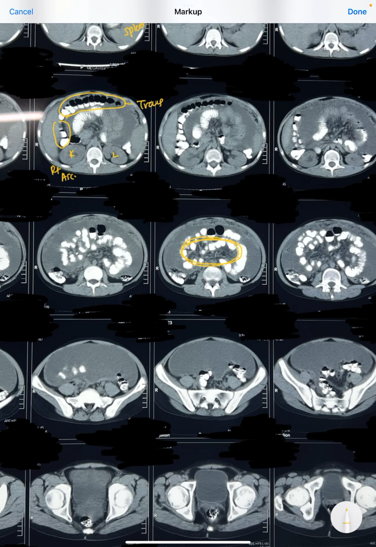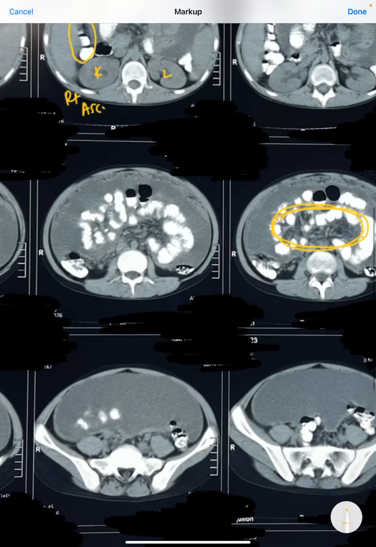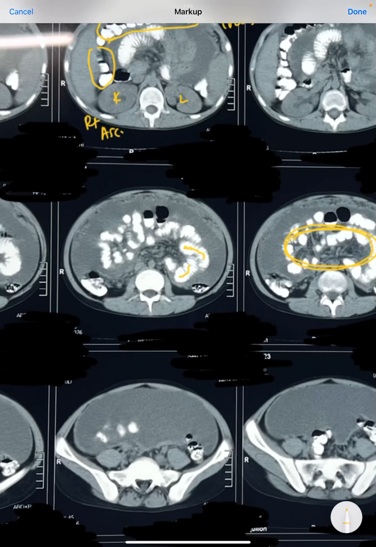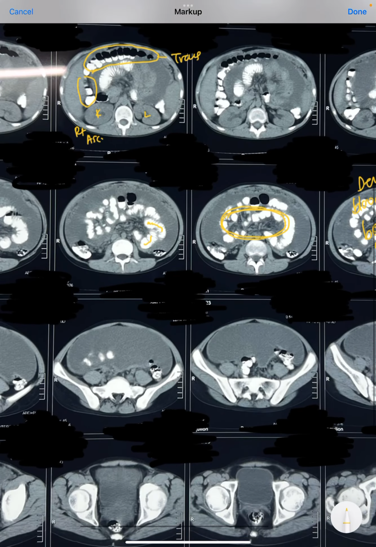Now we must know that on the CT scan of the abdomen, a dense white structure is either blood or bone or calcium, or in this case it is contrast. This is our oral contrast, because oral contrast is given so that the visibility can be much better. So this is our oral contrast which is given in this particular patient.